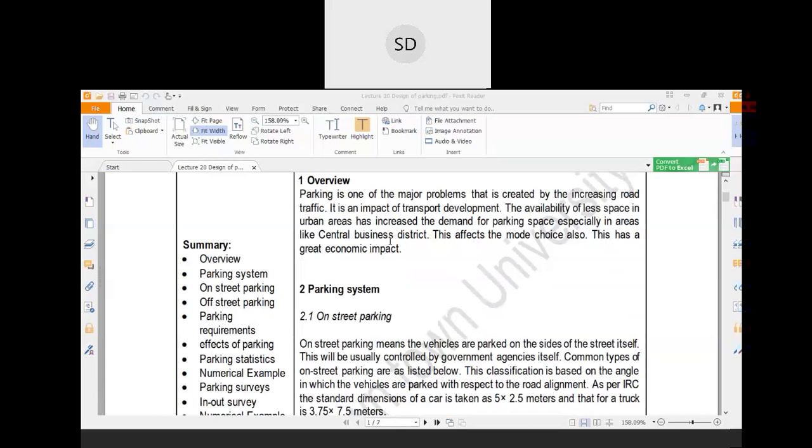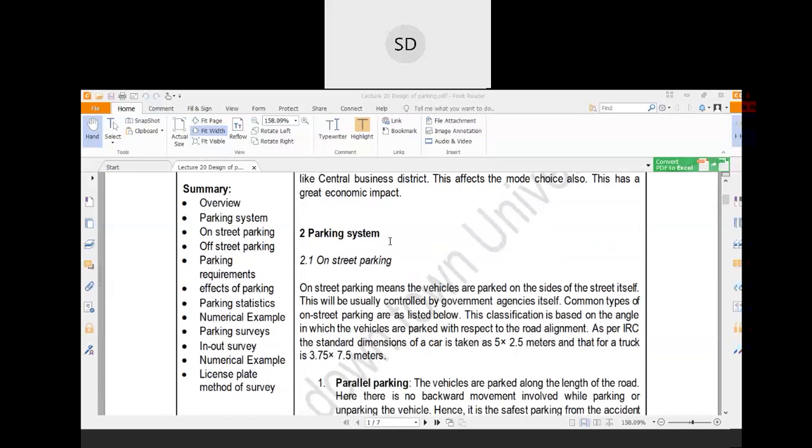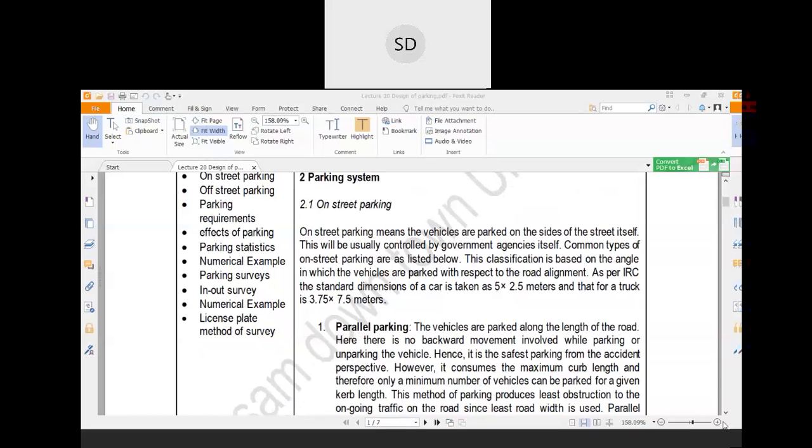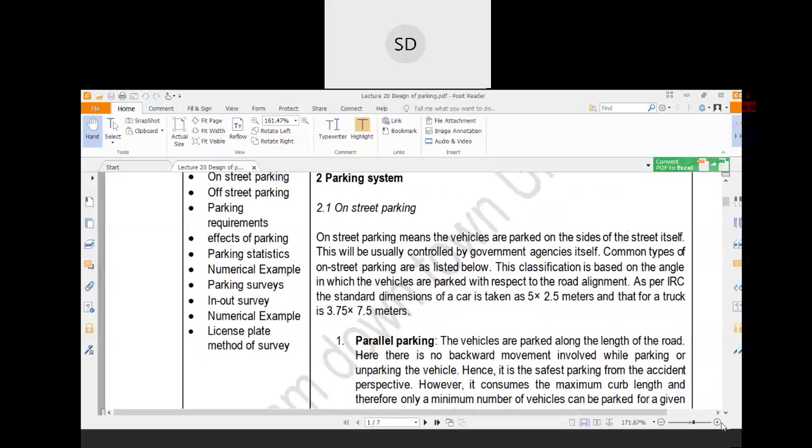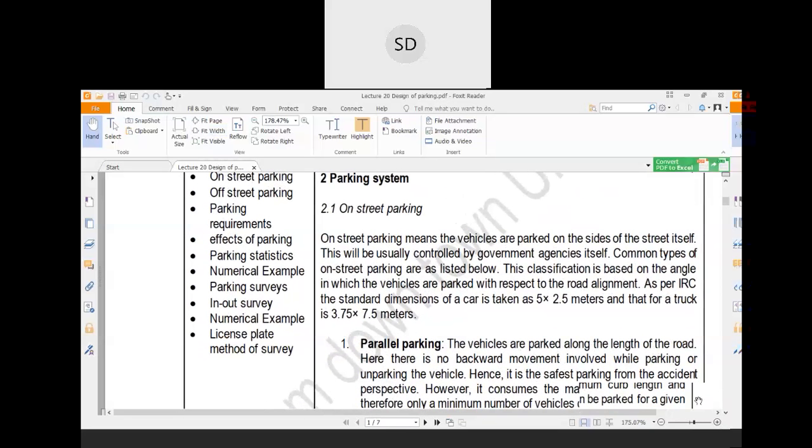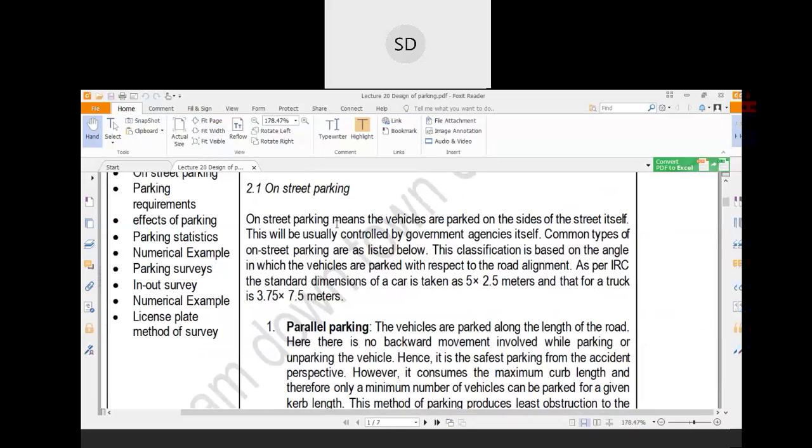Now, there are two types of parking. One is on-street parking and another one is off-street parking or car parking. On-street parking means you park your vehicle beside the road section at a particular place. That is on-street parking. So, on-street parking means the vehicles are parked on the sides of the street itself.